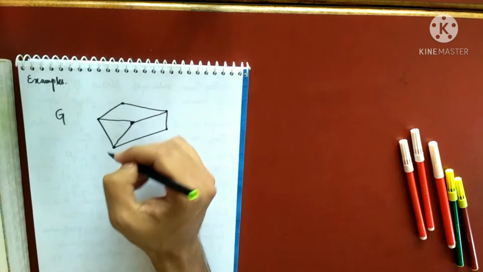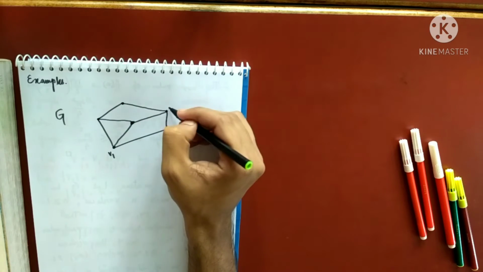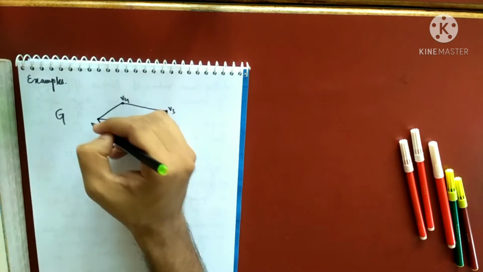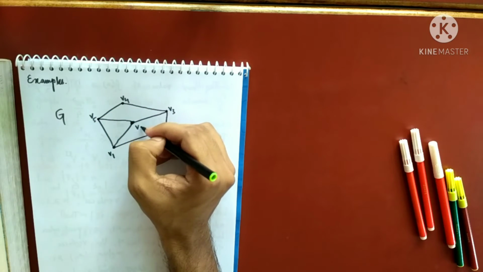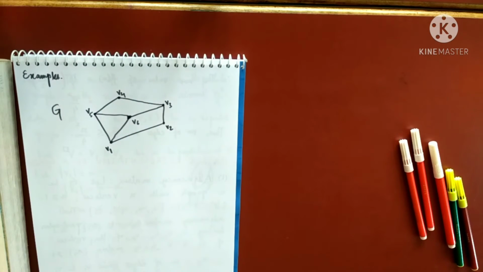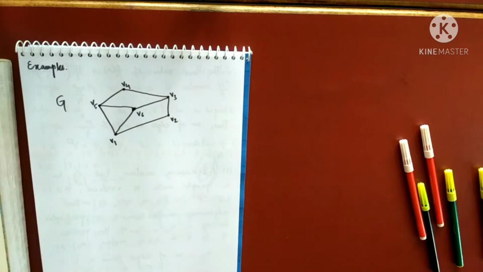I have some graph G like this, having 6 vertices. Suppose I name the vertices v1, v2, v3, v4, v5, v6. So let's write down the adjacency matrix for this graph.